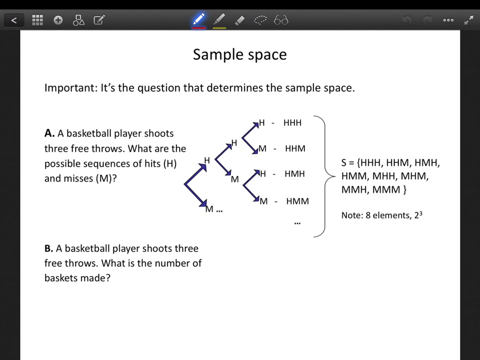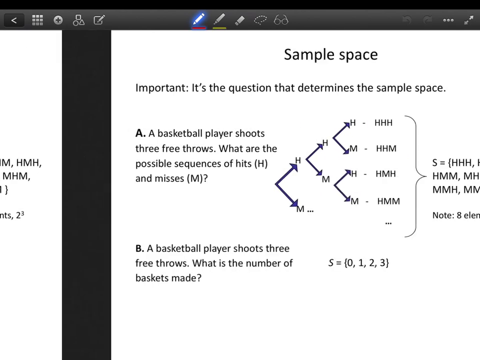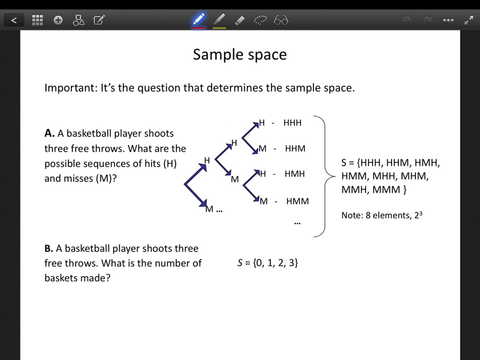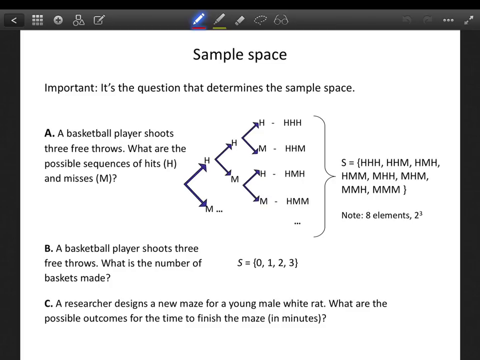If instead I asked you how many baskets they made, that's a different question. So here my sample space is 0, 1, 2, 3. You could make no baskets, 1, 2, or all 3 baskets. Your sample space could consist of infinitely many things. So here if a rat is trying to finish a maze, it's possible that the rat could take any number of minutes to do that. And so here our sample space is all the numbers between 0 up to infinity.